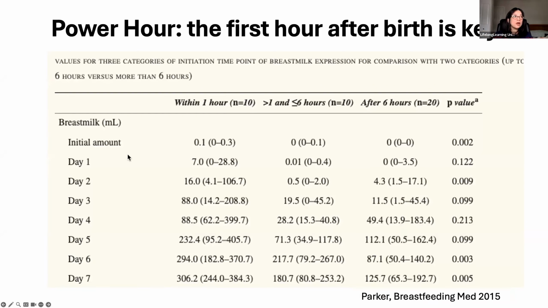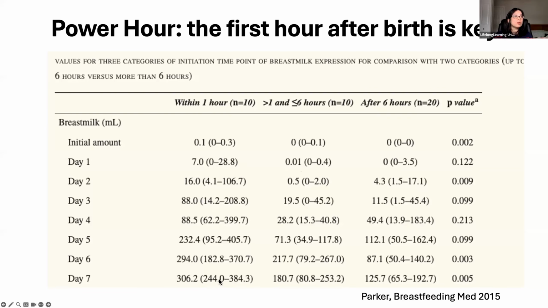This is just a slide showing you that the first hour after birth is critical to telling the brain and the body that the baby needs milk. So for example, if people started breast milk expression within an hour, on day 1, they produce 7 mils. If it's more than 6 hours or even between 1 and 6 hours, look at the difference on day 1: 7 mils versus barely anything versus 0 mils.